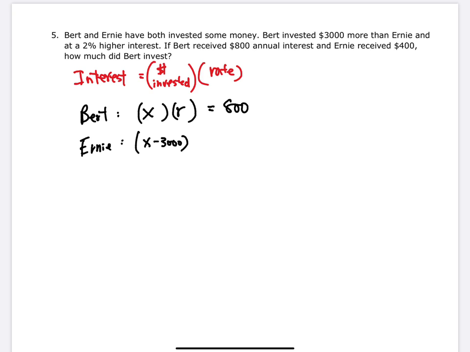And the interest rate, also noting, Ernie's interest rate is... Bert invested at 2% higher, so which means Ernie's rate is going to be R minus 0.02. And that is going to get him $400. Okay? So check this out. We're going to use a very similar method like what we did on the last question.